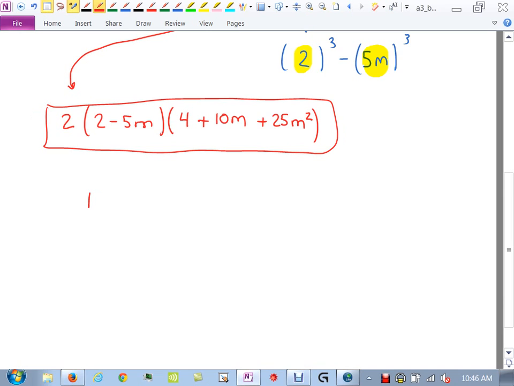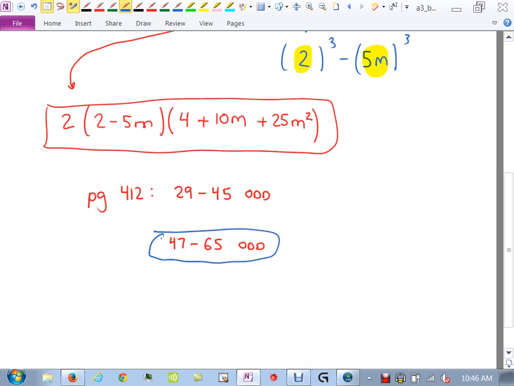All right, let's look at page 412. Let's look at 29 through 45 odd. It's a lot of problems there. And then take a look at 47 through 65 odd. And I'm going to circle, I've given you quite the homework assignment here, okay?